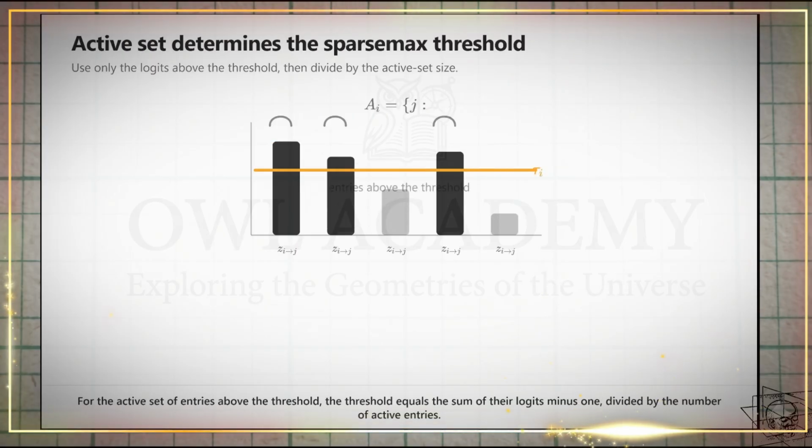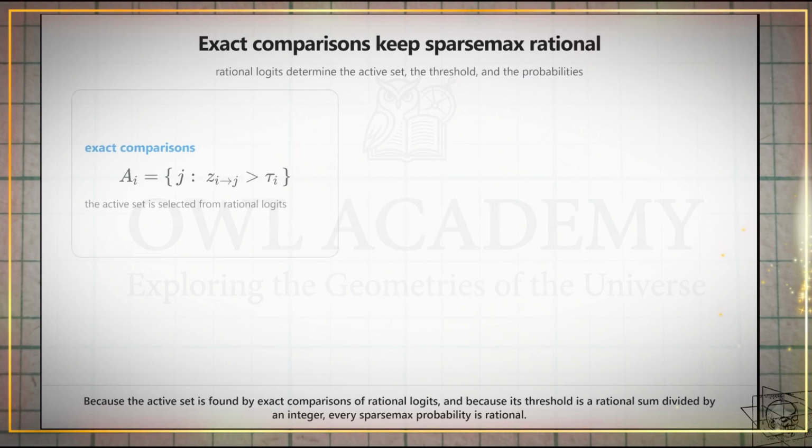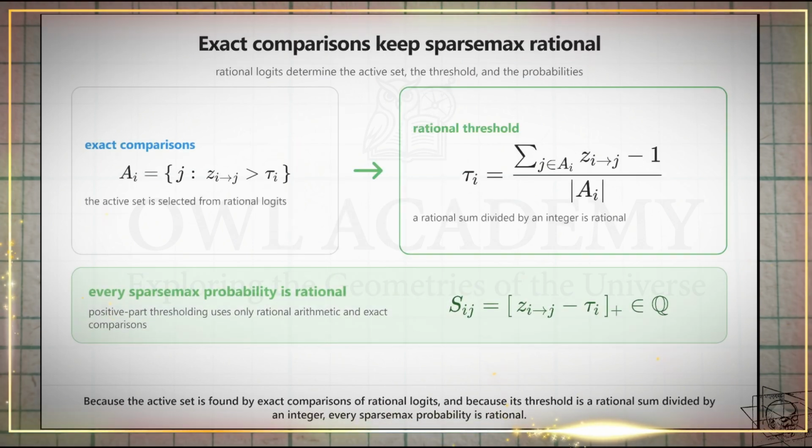For the active set of entries above the threshold, the threshold equals the sum of their logits minus 1, divided by the number of active entries. Because the active set is found by exact comparisons of rational logits, and because its threshold is a rational sum divided by an integer, every Sparsemax probability is rational.